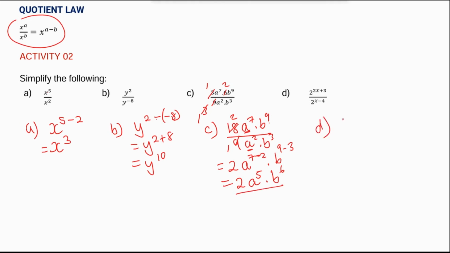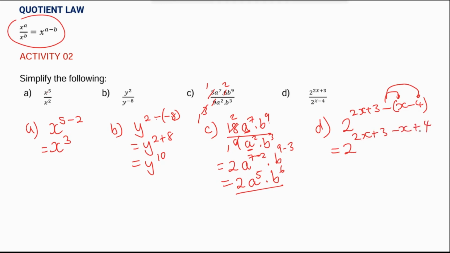Then D, 2 to the power 2x plus 3 divided by 2 to the power x minus 4. These are powers with the same base, so we can subtract the exponents. So it's 2 to the power 2x plus 3 minus, be careful, whatever you're subtracting must be in the bracket, x minus 4, right? And then distribute the negative 1. So it becomes 2 to the power 2x plus 3 minus x, and then plus 4.